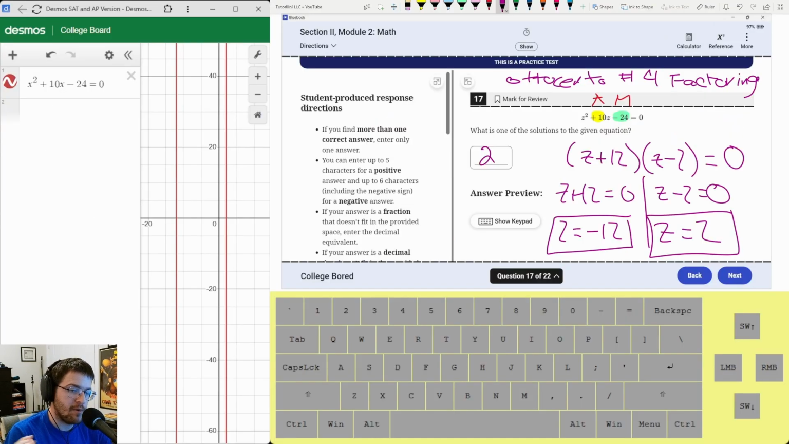Okay, so I just typed in the equation with x's instead of z's, and I zoomed out a little bit. And you see the solutions are negative 12 and 2, just like we got.